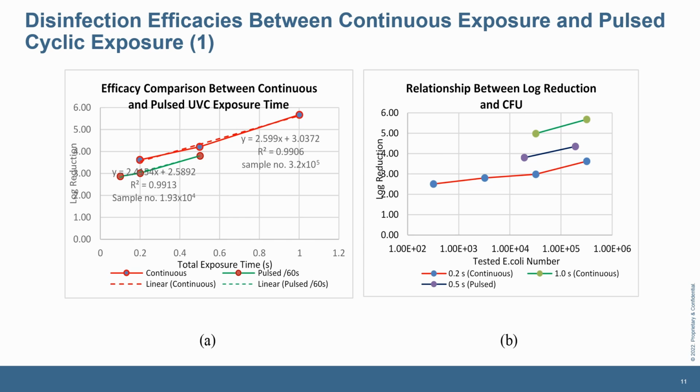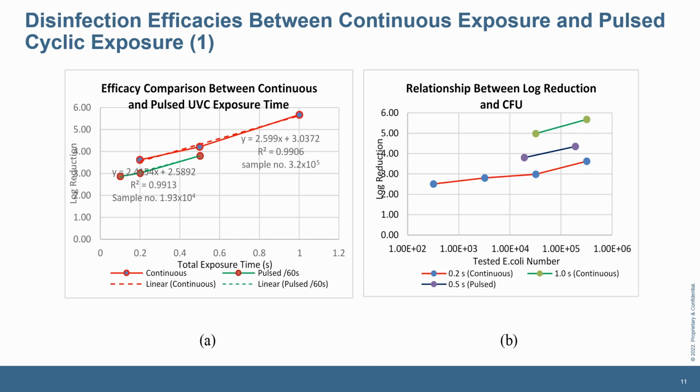After finishing all the tests, we compared the results between the continuous and the pause cyclic tests, based on the test result for the bacterium E. coli. In Figure A, under the continuous test, the disinfection efficacy was higher than under the pause cyclic test. We found that the reason is the sample number was different for both tests. For the paused cyclic test, the sample number was less.